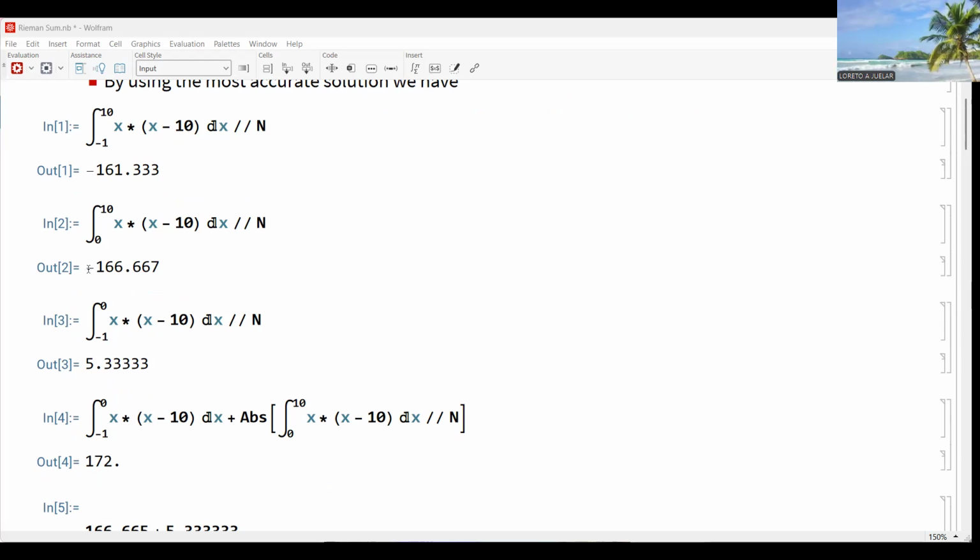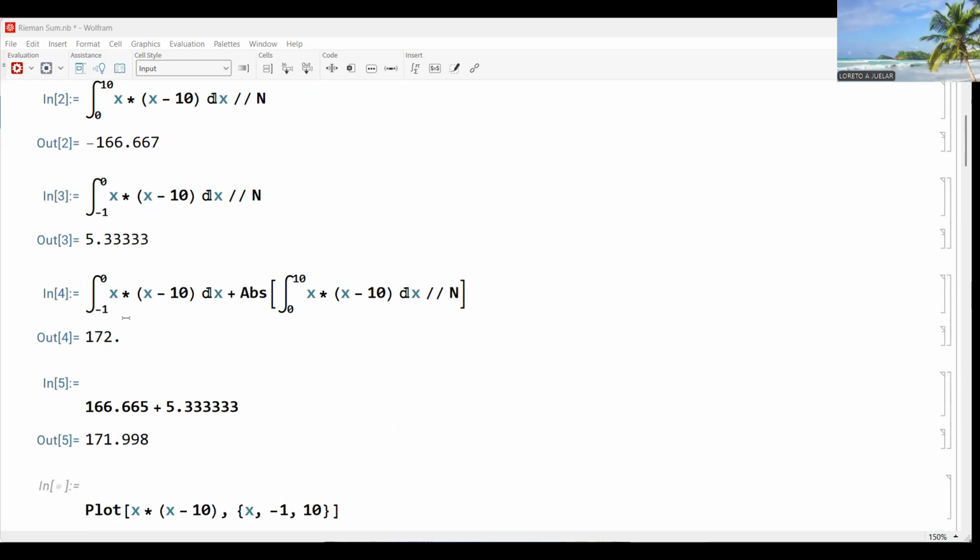That is negative 166.667. But we have to make this positive because this is below the x-axis, so that is negative. So to make this positive, find the absolute value of this. So that is positive 166.667. Then the area from negative 1 to 0, that is positive. The reason is this area is above the x-axis.